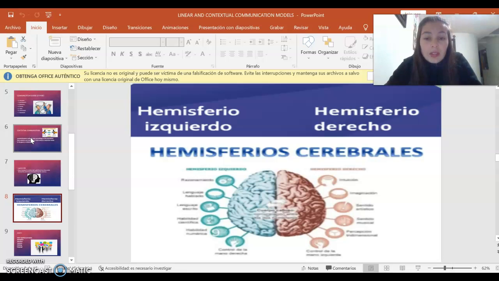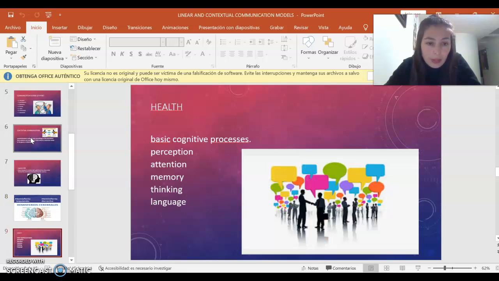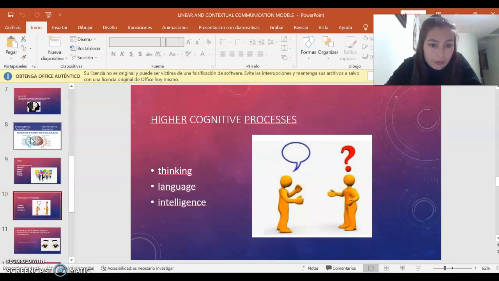Hemisferio y hemisferio cerebral. Basic cognitive processes: perception, attention, memory, learning, language. Higher cognitive processes: thinking, language, intelligence.